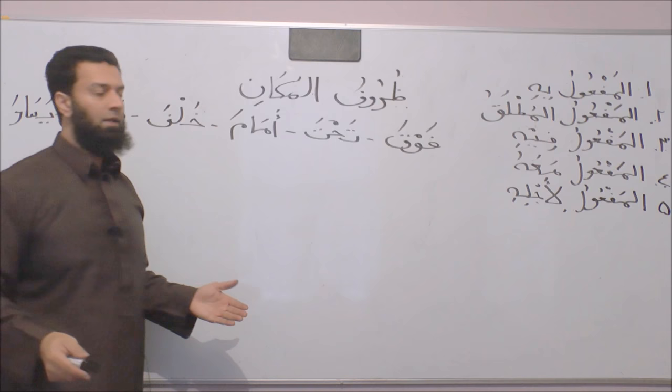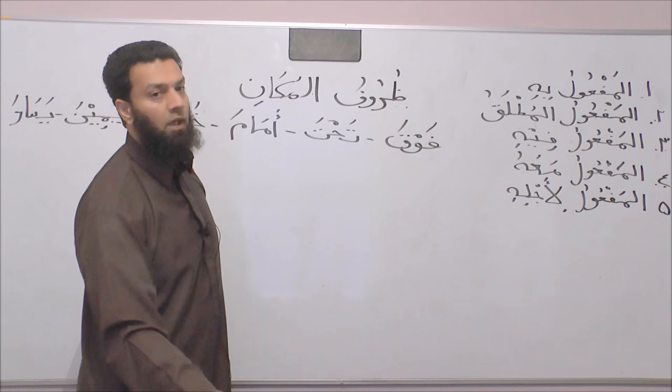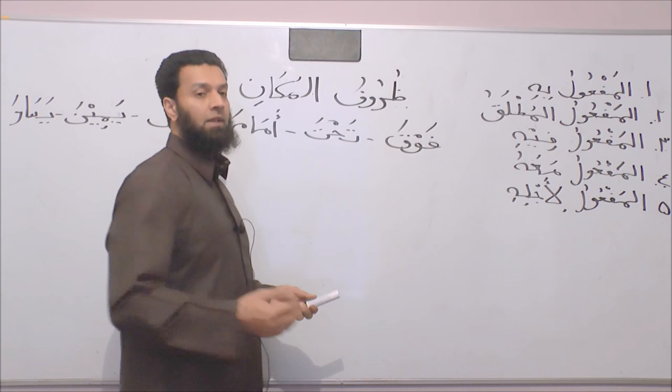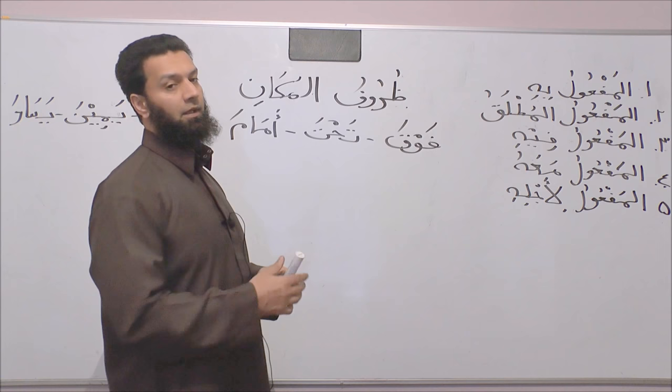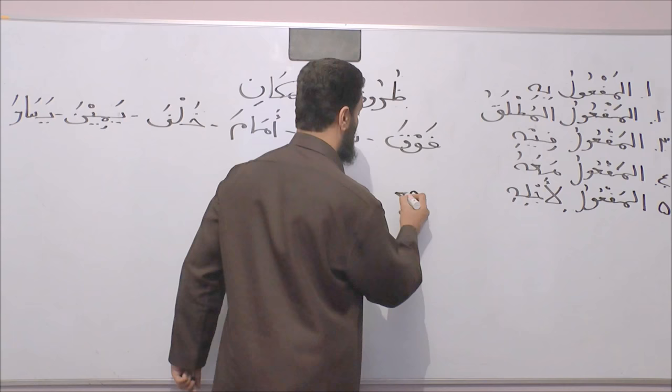So, we want to say, for example, I placed the book under the table. What is I placed? We have a number of different options. The most common is جَعَلَ or وَضَعَ. So جَعَلَ is he placed, I placed is جَعَلْتُ. The book.